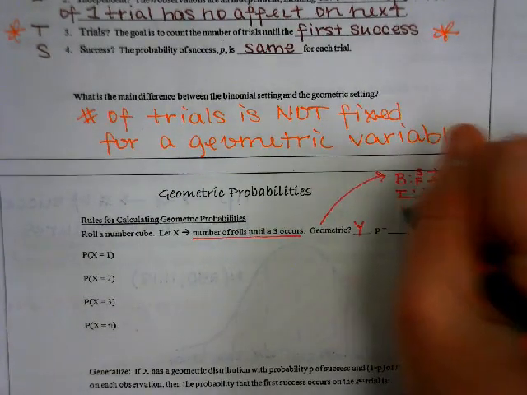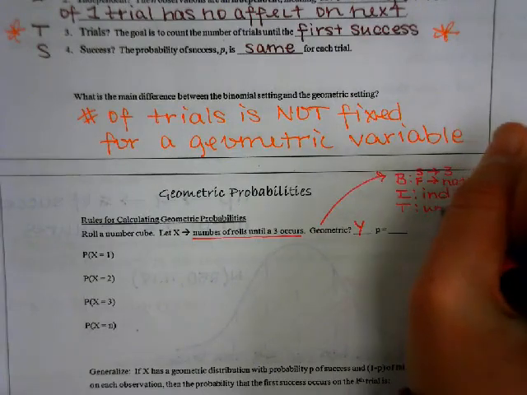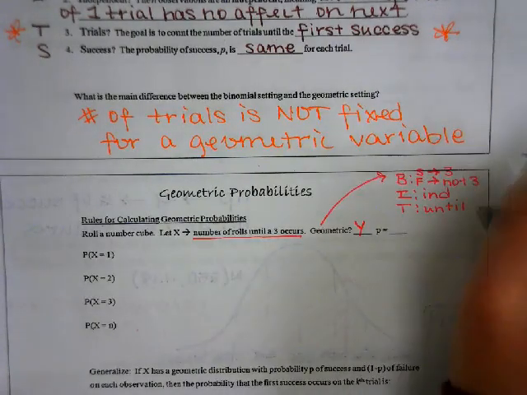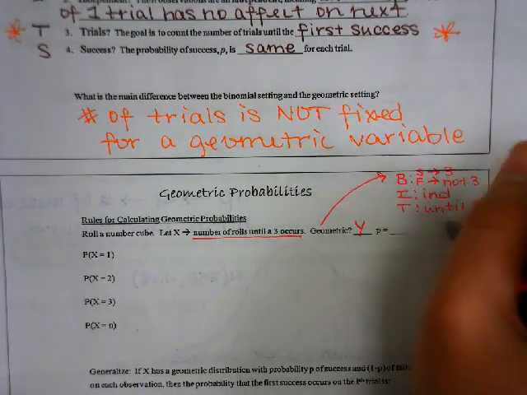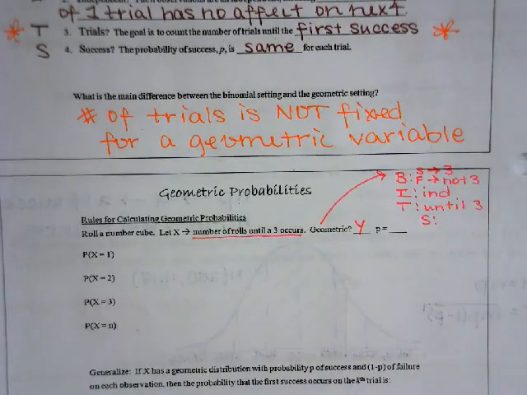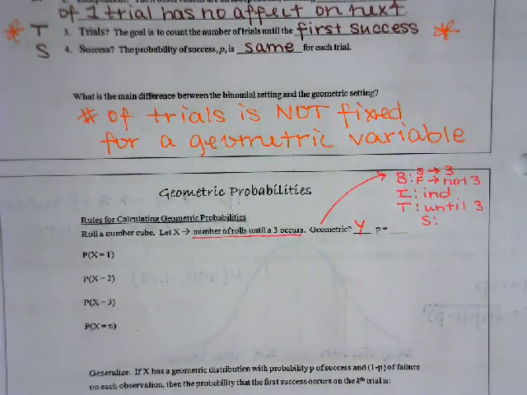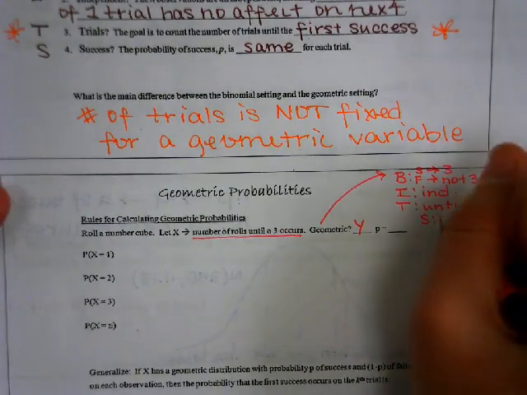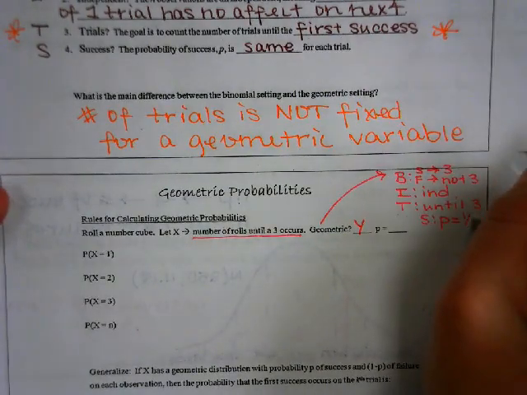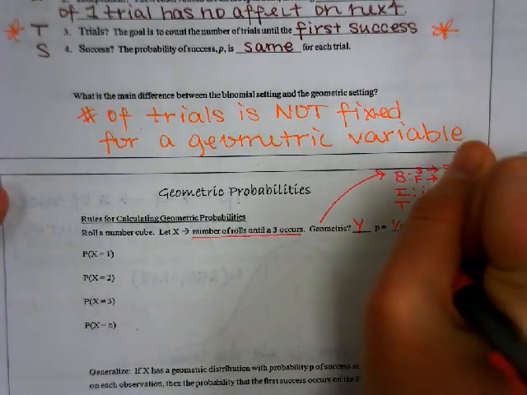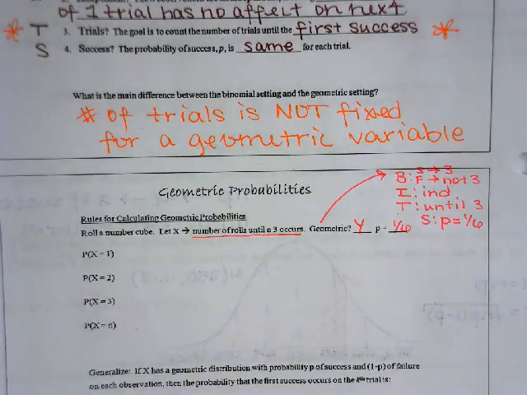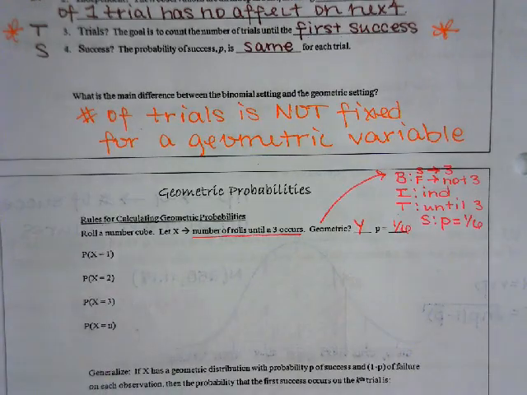What is the probability of success? What's the probability I get a 3? 1/6. So now we're going to find the probability that it takes us 1 roll to get a 3, 2 rolls, 3 rolls, and then n rolls.